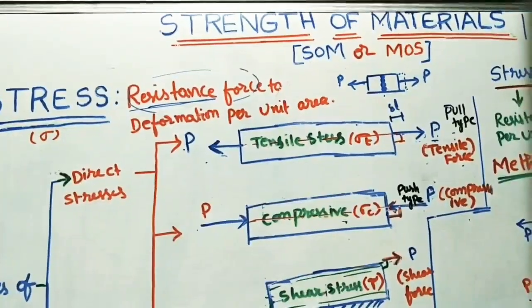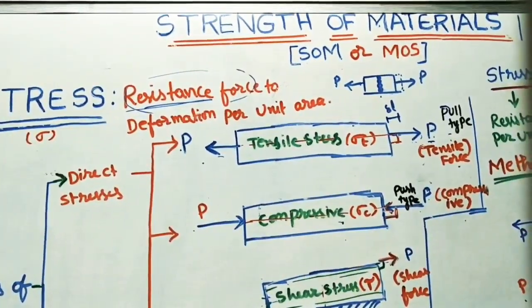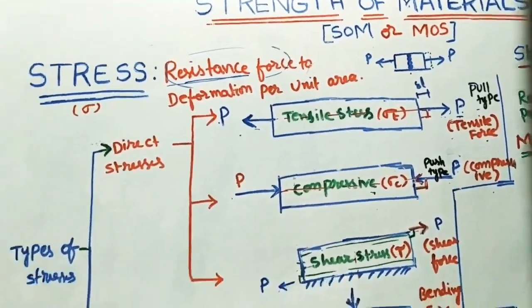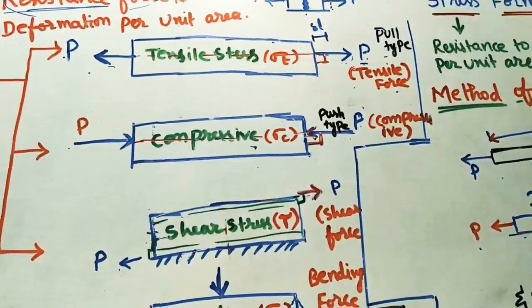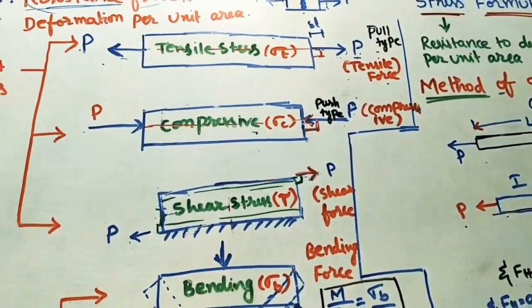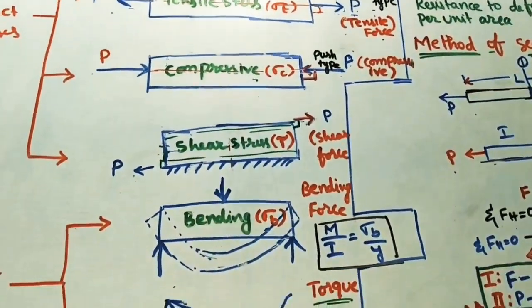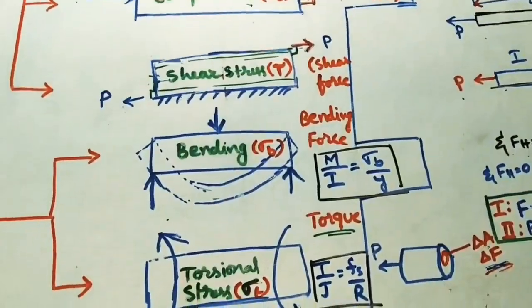Let us take strength of materials. In today's class, we will discuss types of stresses. According to the direction of force, we can say what type of stress the object is subjected to. So, the direction of force is very important.